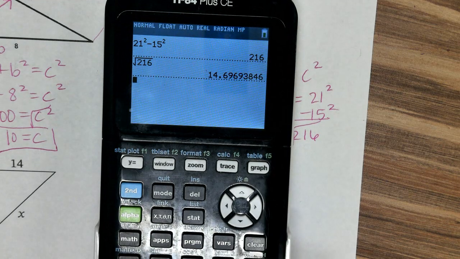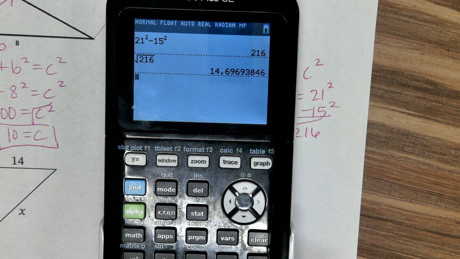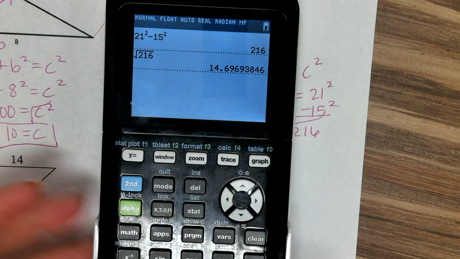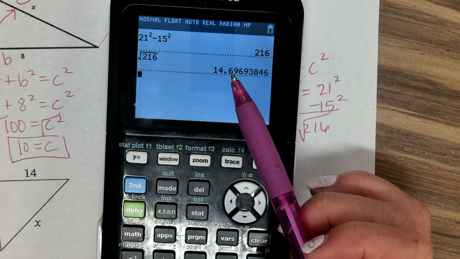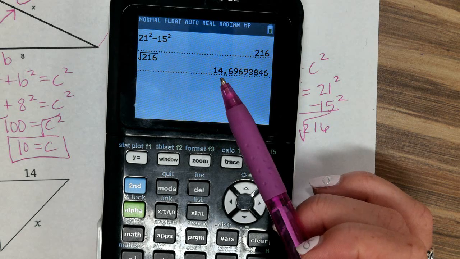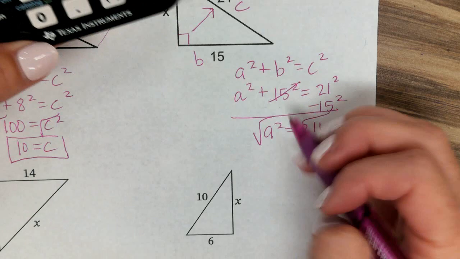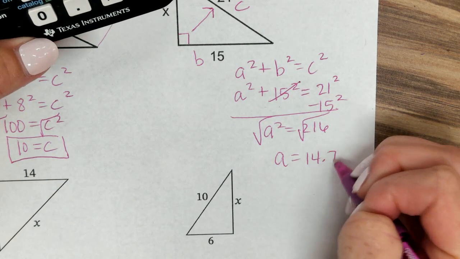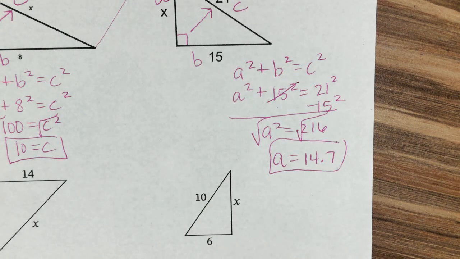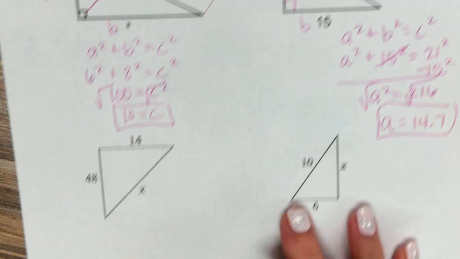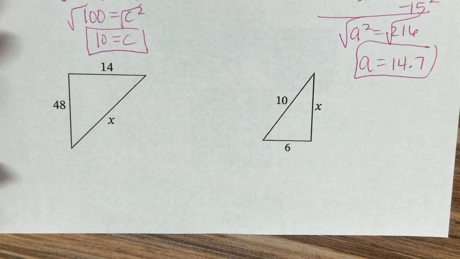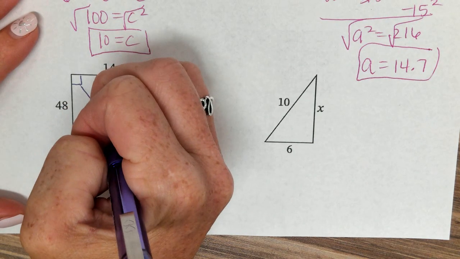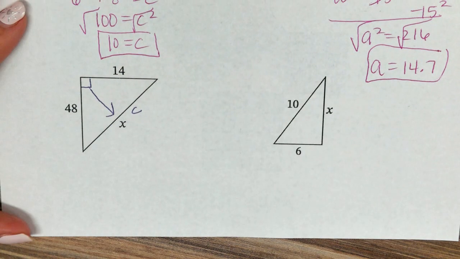On your assignment, you're going to be asked to round to the tenths place. What is the tenths place? The 6. So will it stay a 6 or will it become a 7? 7. So my answer is 14.7. If you round wrong on your assignment, I'm counting it wrong. You are going to try these two on your own, and then you'll get your assignment. Remember to identify side C first.